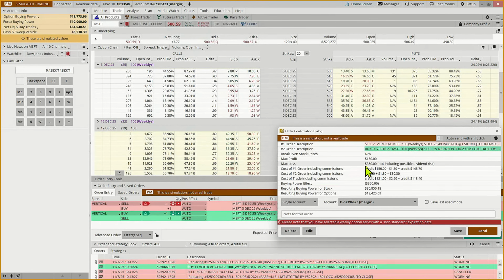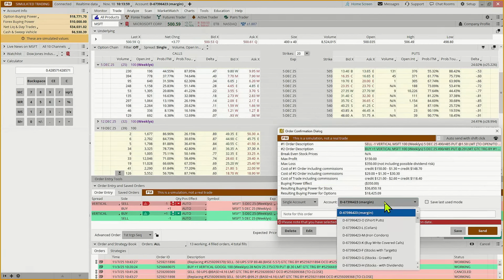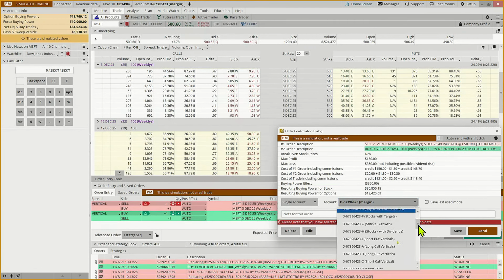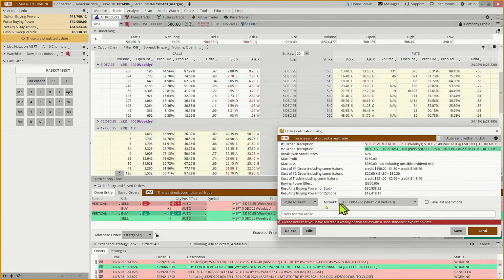Now, how much are we risking here? 350. So should we do 2 contracts? Well, no, we don't want to risk more than $500 to $550 on a trade. So no, we're doing 1. And why is that? Because our max risk per trade is 500, and that's a rule that we don't break.